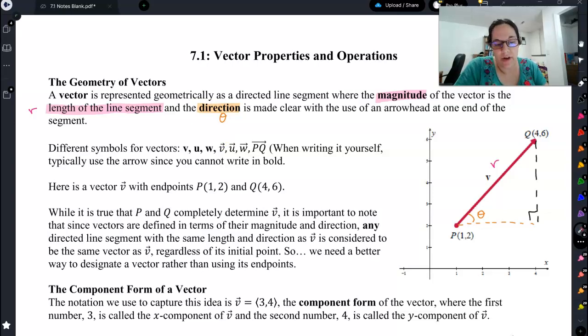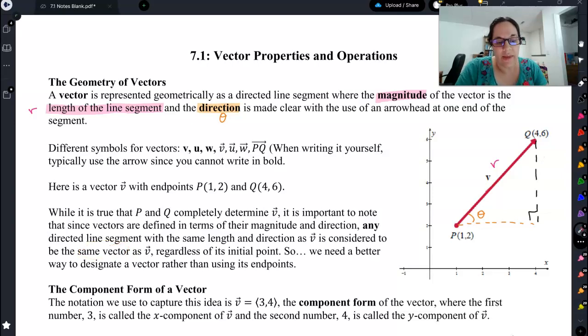As I mentioned, here's our first vector. We're going to call this vector V with endpoints 1, 2, and 4, 6. So we're going from P to Q. Now, here's an important note. While it's true that P and Q completely determine this vector, it's important to note that since vectors are defined in terms of their magnitude and direction, any directed line segment that has the same length and the same direction is considered to be the same vector.